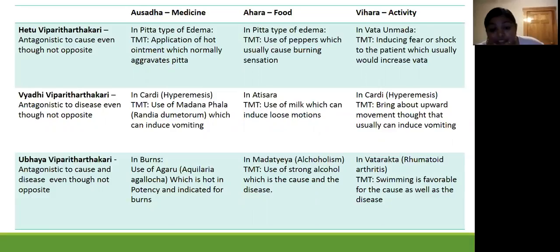Similarly, food in the condition of madatyeya or alcoholism. Madatyeya or alcoholism is considered a disease long before it was termed as a disease in conventional medicine. This is termed as a disease, and this can be found again in Charaka Samhita. I can't remember the chapter, but it is in Chikitsasthana. In the treatment for madatyeya, they actually indicate the use of very strong alcohol. This alcohol is similar to the actual cause for the condition as well as the condition itself, but they indicate that you should give the person a very, very strong alcohol when they have this disease of alcoholism. Okay, and that addresses both the cause as well as the disease.